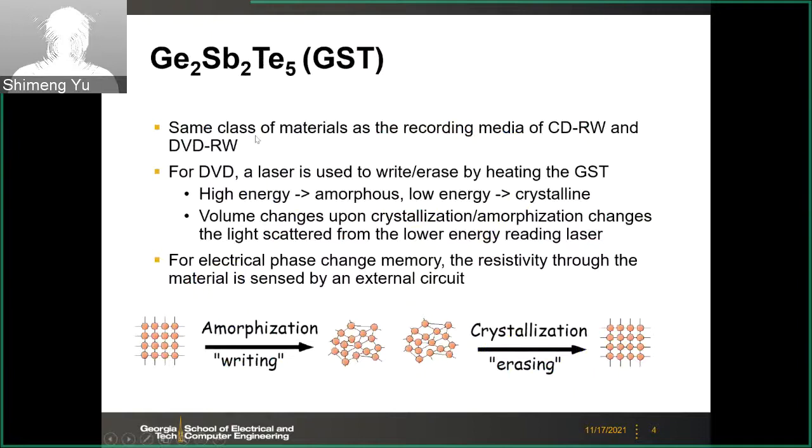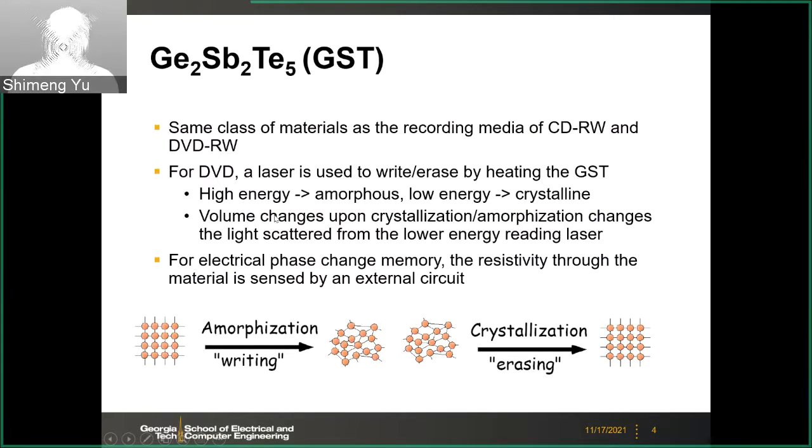And one of the most widely used phase change materials is the so-called GST, germanium, antimony, telluride, and the composition ratio is typically 2 to 5. So this is the same class of materials as the recording media of the CD or DVD. So in the CD or the DVD, a laser is used to write or erase the data by heating the GST material on a disk.